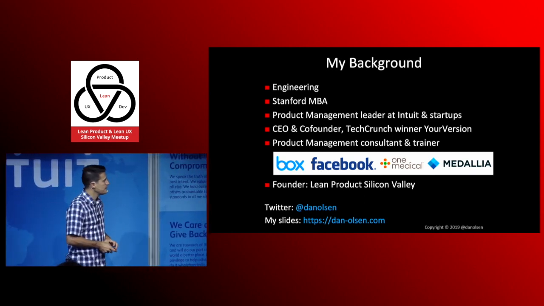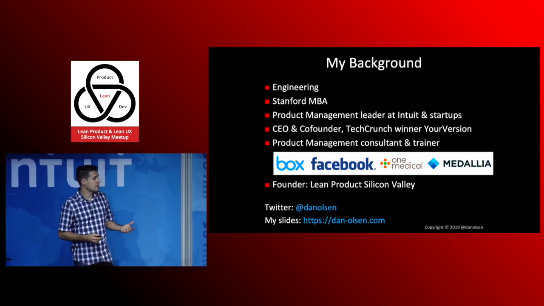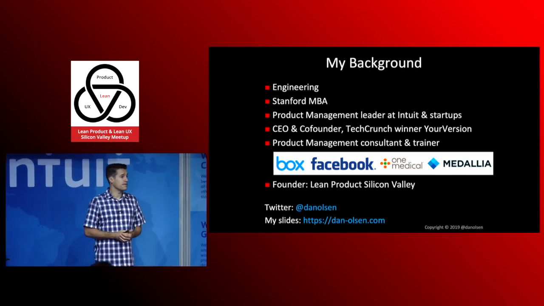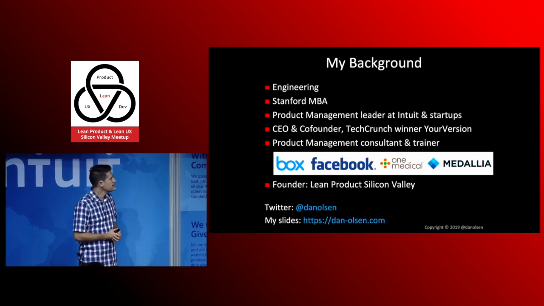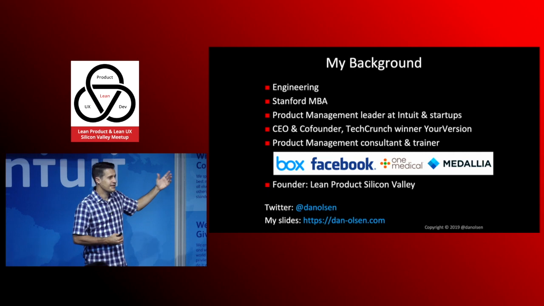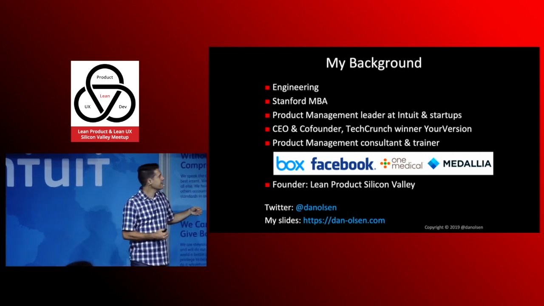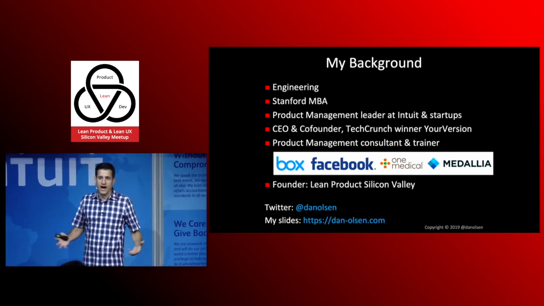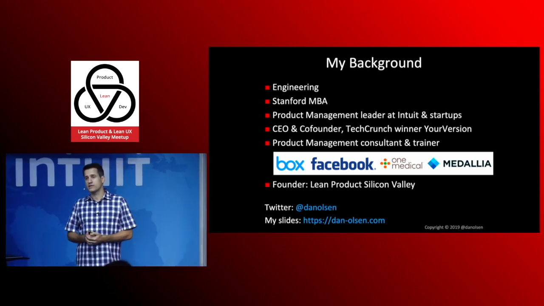For a long time, I would be like the interim VP of product for an early stage startup. So for Box, I worked there in 2007. I was like their interim VP of product. One Medical, same kind of thing. Medallia, they just IPO'd on Friday. So I added to my unicorn list, which is great. But there, I worked with them for 2 years to basically hire, grow, train and coach their product team. So that was a lot of fun.